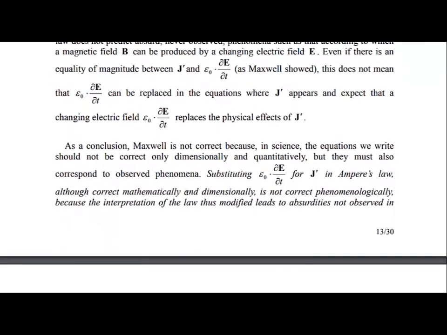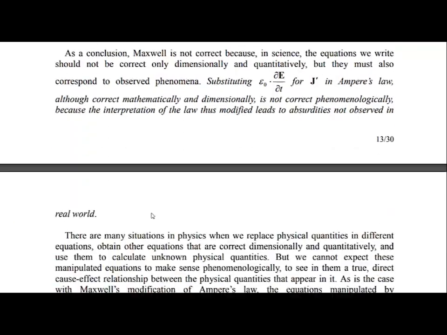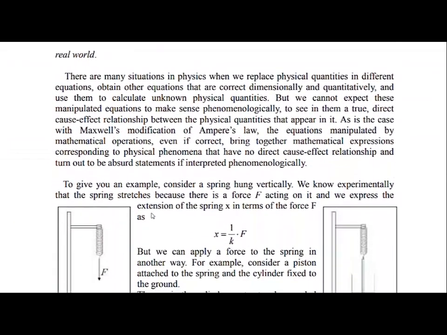Obviously, in retrospect. So as a conclusion, Maxwell is not correct, because in science the equations we write should not be correct only because they're dimensionally and quantitatively correct, but they must also correspond to phenomena observed in experiments. Substituting this term for J prime in Ampere's law, although correct mathematically and dimensionally, is not correct phenomenologically, because the interpretation of the law thus modified leads to absurdities not observed in the real world. Okay, not observed in the real world.